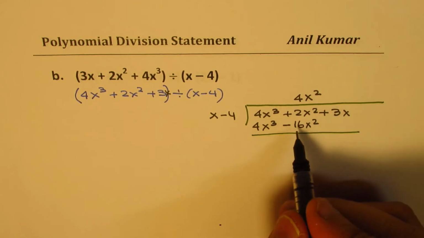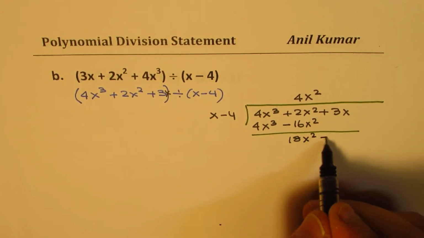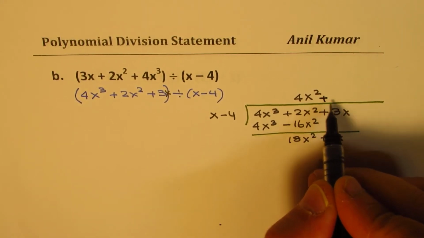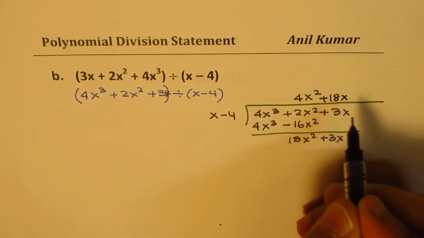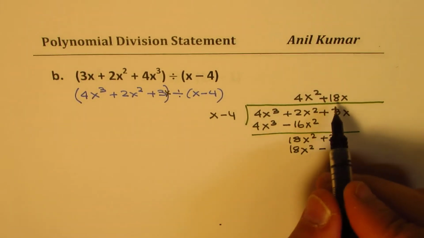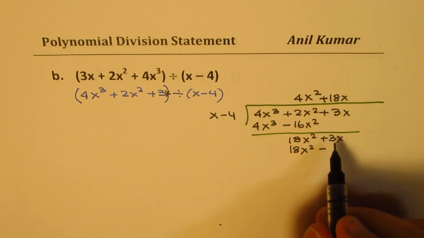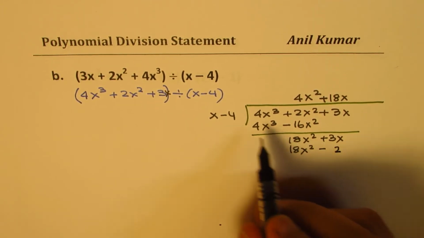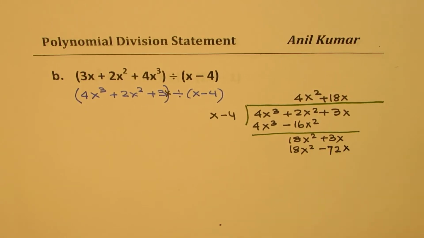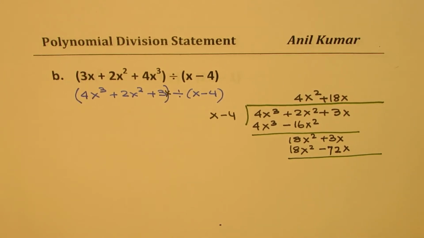So when you take away, this becomes positive. So we get 18x squared, bring down 3x. Now we need to multiply by plus 18x. So that gives you 18x squared minus 4 times 18. So 4 times 18 is 72, right? And we get x. Take away 18x squared minus 72x.